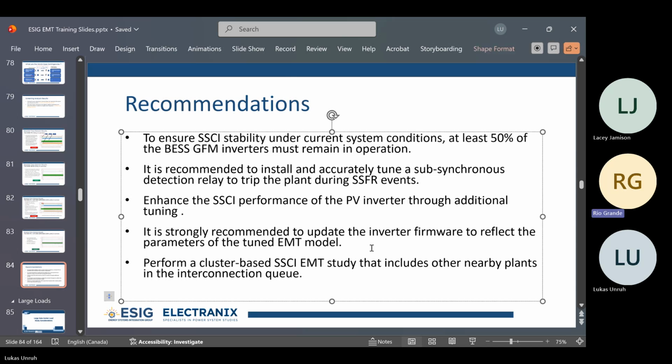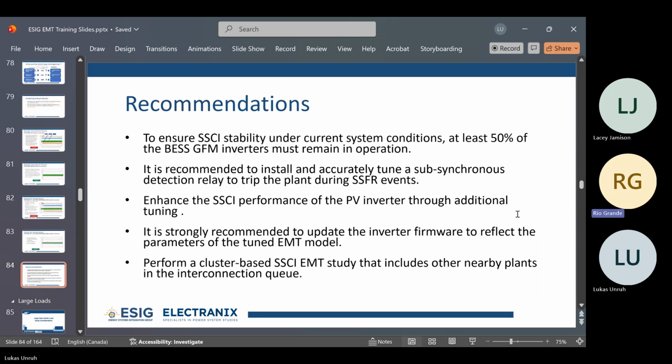Maybe it didn't have the right firmware in the study as well. So it was the other way around. It was recommended to update the inverter firmware to reflect the parameters of the tuned EMT model. So just make sure that the parameters from the model get into the actual equipment, right?